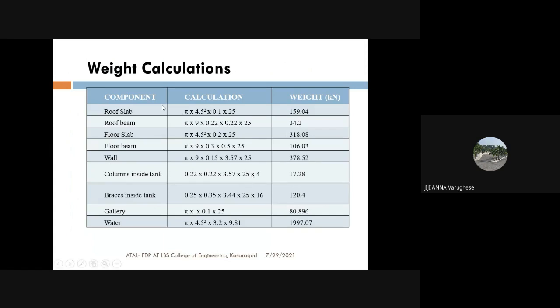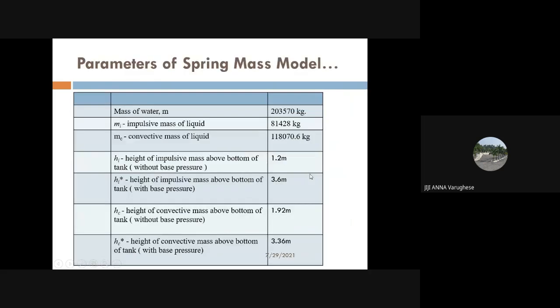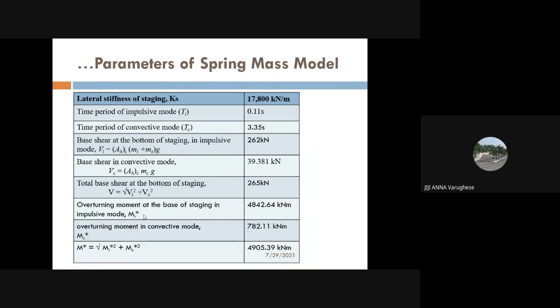Then we have to do a detailed weight calculation. This is very simple. For all components, you can calculate what is the total weight. Then using our 1893 part 2, we can find out what is the impulsive mass of the liquid and what is the convective mass of the liquid and what is the corresponding heights. These are required for finding out the bending moments. These are the parameters of spring mass model.